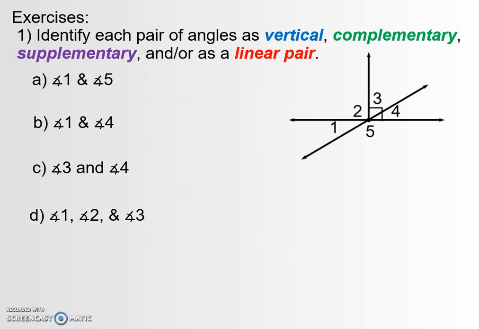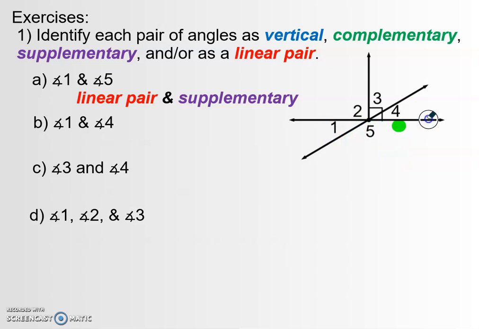So angle 1 is this blue angle right there, and angle 5 is this green angle right here. What are they? Are they vertical? Well, no, they're not vertical. They share a side. Vertical angles only share a point. Are they complementary? Do they add up to be 90? Nope. Are they a linear pair? Do they form a straight line? They do. And if they're a linear pair, then they'd have to be supplementary.